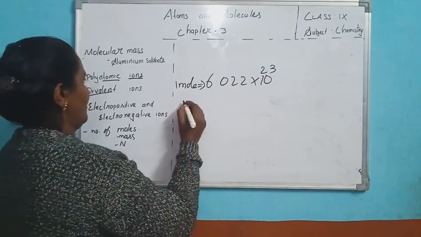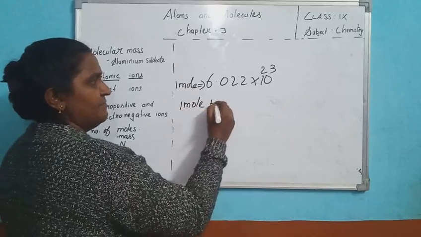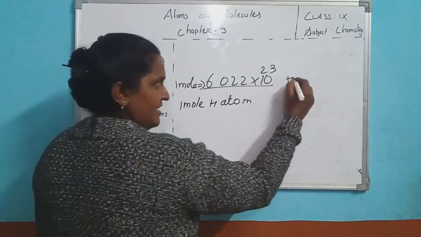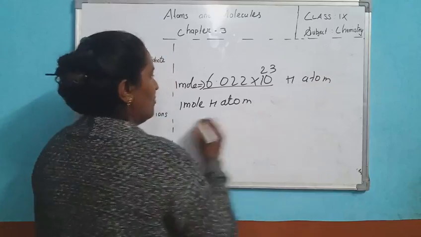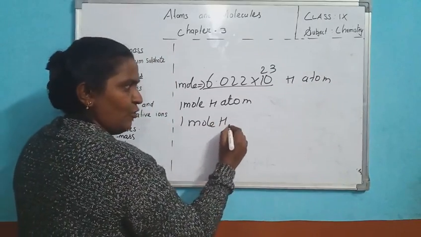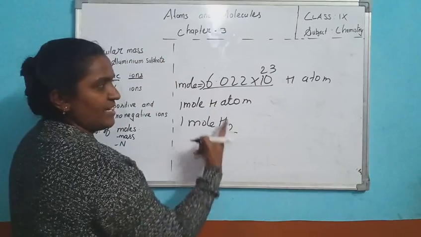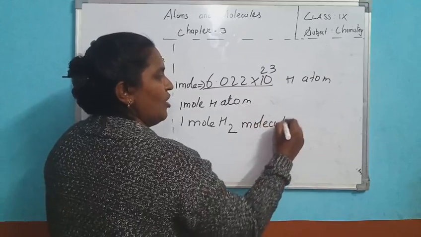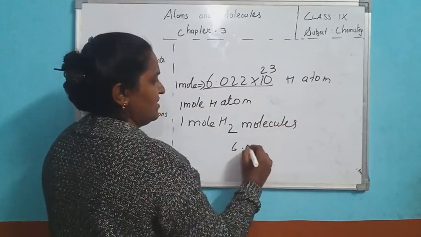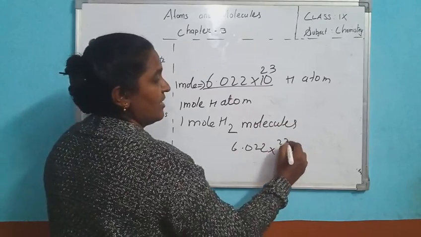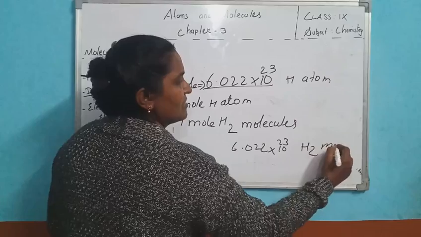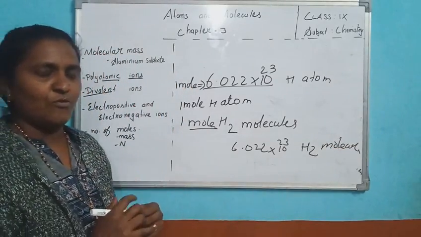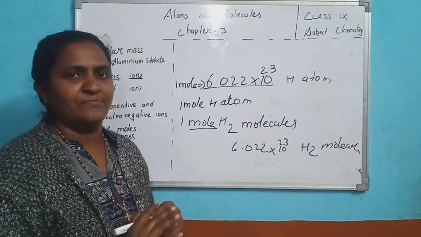And 1 mole of hydrogen atom, how many number? The same number of hydrogen atoms. 1 mole of hydrogen molecule. Molecule means free state. I told you this is atom, this is molecule. Hydrogen molecule, how many numbers? The same number, 6.022 into 10 raised to 23 number of H2 molecules. What does it mean? Mole means group. Group number. Only it denotes number.